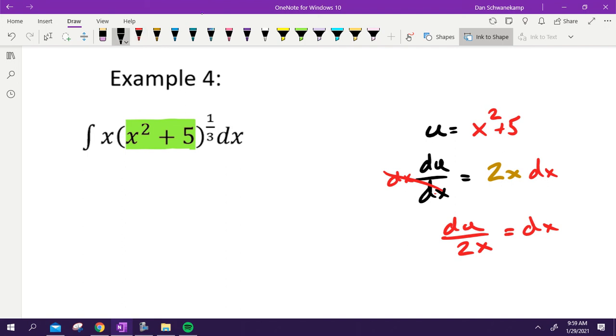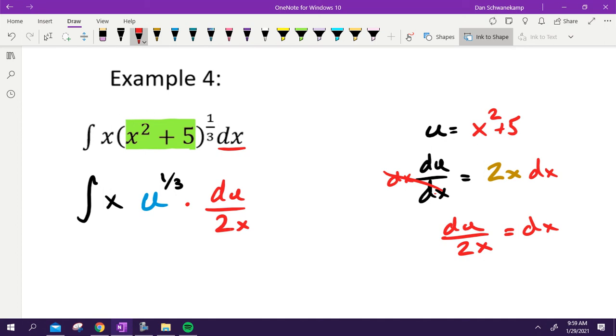Now we are going to substitute in. It's going to be x. What's going to go next after my x? Just the letter u. You don't have to make it big. It's just the letter u, to the 1/3 power. That's still the 1/3 power. And then instead of dx, I'm going to substitute in what I can plug in for dx, which in this case is du over 2x.